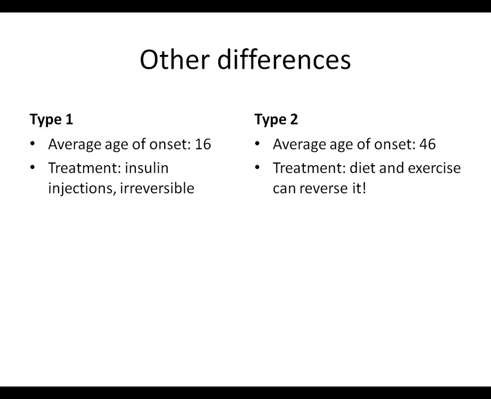Another key difference is how it's treated. Type 1 diabetes is irreversible. Once you have it, you have to have insulin injections for the rest of your life. Type 2, on the other hand, with diet and exercise, if you catch it early enough, you can actually reverse it and avoid having insulin injections altogether.